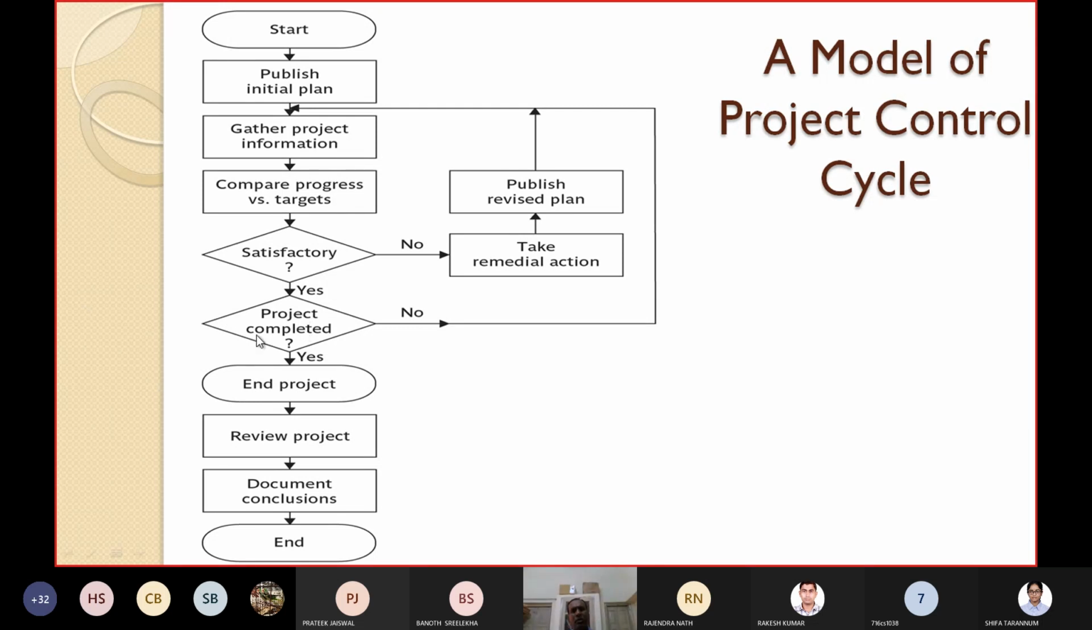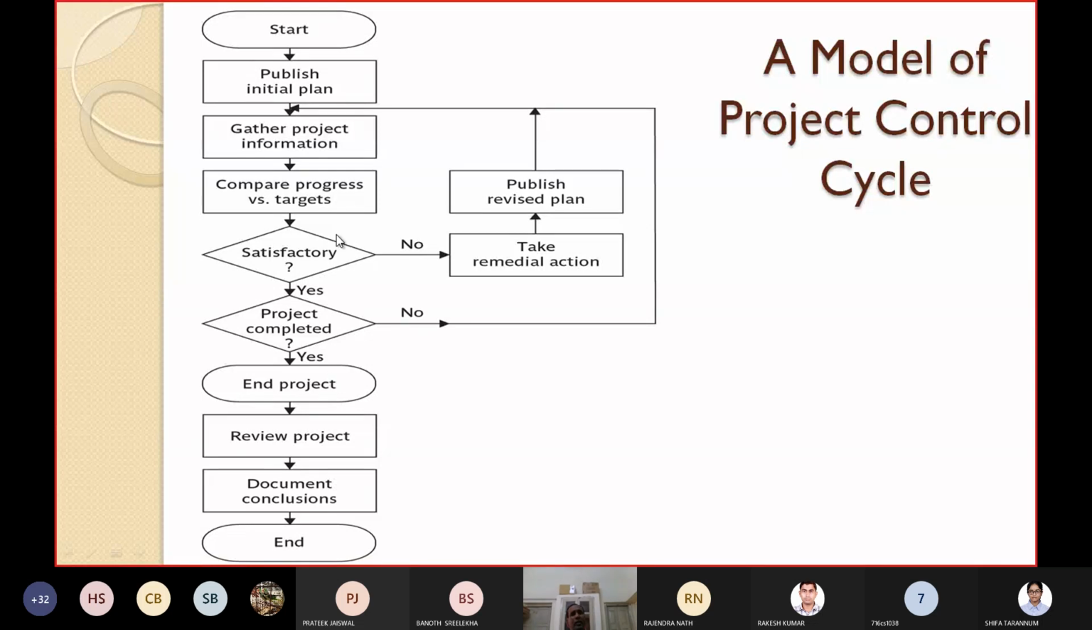By this time, is the project completed? If yes, then terminate the project. Then you review the project, what lessons you have learned from your experience. Whatever observations you got, you document them, document the conclusions, and then it is the end of the control cycle.